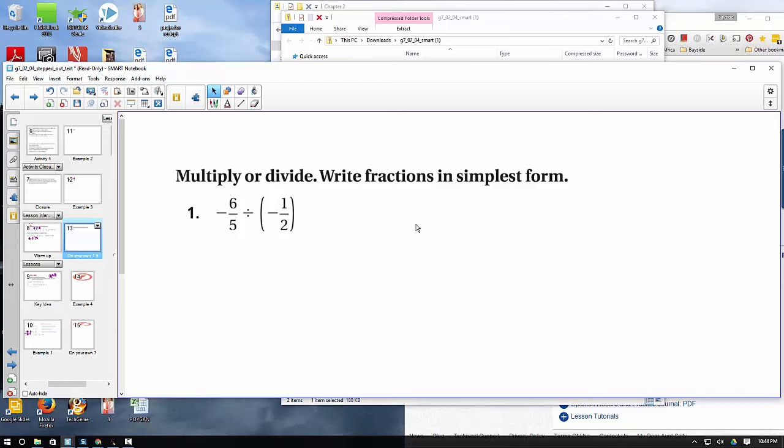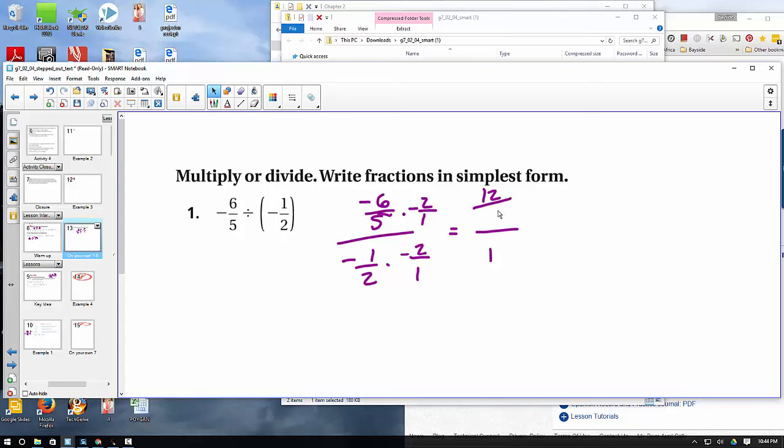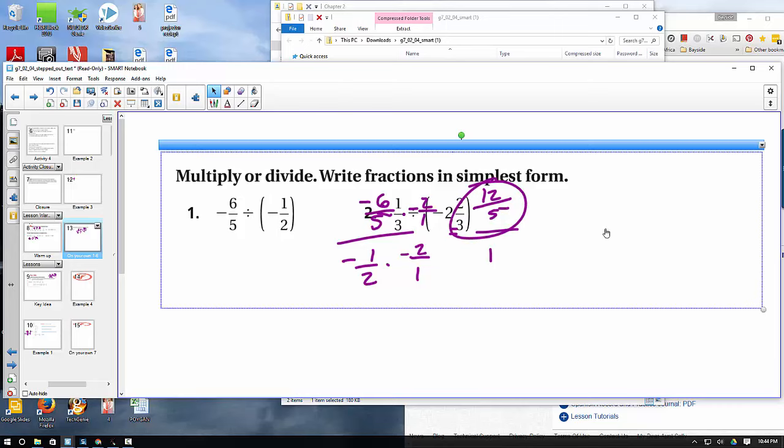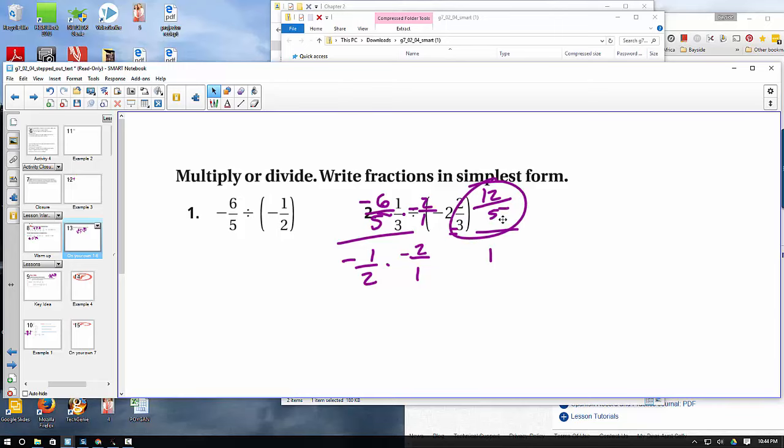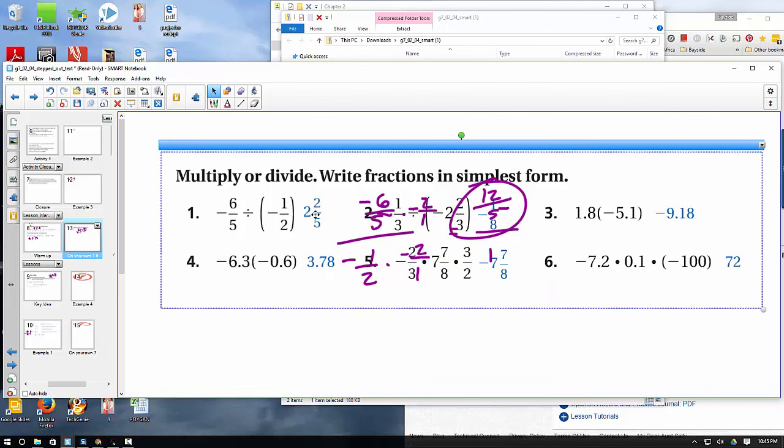To divide this one, again, I don't like to set it up across. I do -6/5 and then over -1/2. And then I want to make this equal to 1 in the bottom. So I'll say -2/1 times -2/1. Now on the bottom I have my 1. And right here I have 12/5. And that is my answer. And then 5 goes in 12 2 times with 3 left over. So that's how I get my 2 2/5.